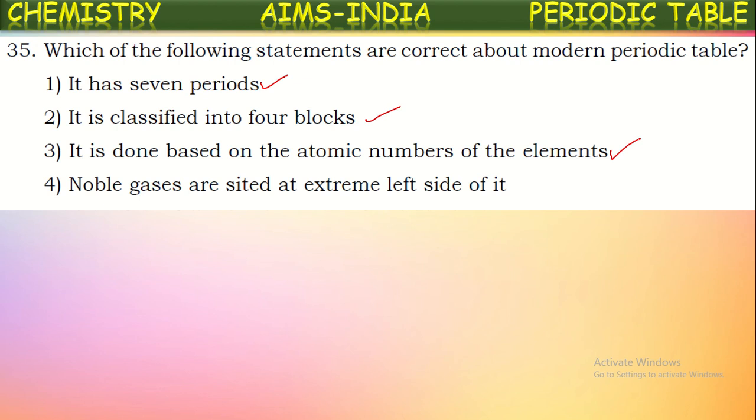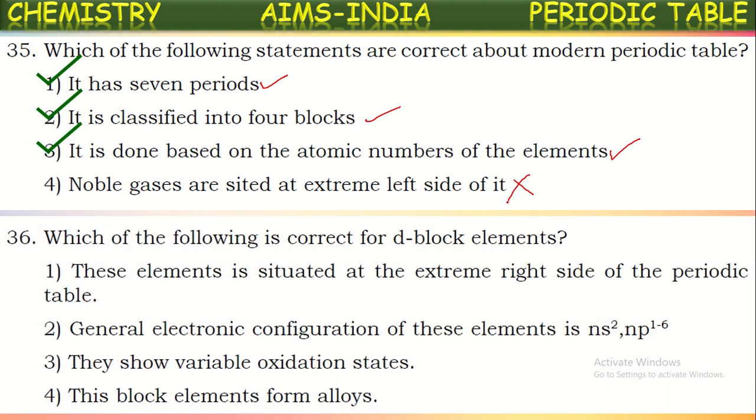Fourth point, you say noble gases are situated at the extreme left side of this periodic table. Is it true? No, because noble gases are present on the extreme right side of the modern periodic table, that is, in the 18th column or 8th A group, which is also called zero group. So they're at the extreme right side, but not at the left side. So this is an incorrect statement. The remaining three are correct statements.